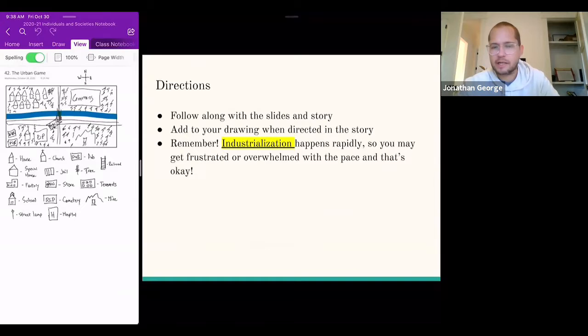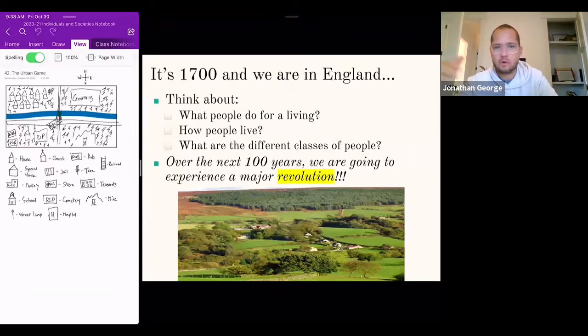Remember, industrialization, the growth of industries, happens rapidly. So you may get frustrated. You may be overwhelmed. That's honestly my pace, kind of to cause that tension and that stress and to overwhelm you a little bit. Okay, so we talked about starting, people living, people farming, doing crops and livestock and all of that initially. Okay, that's how people are living, tons of space.